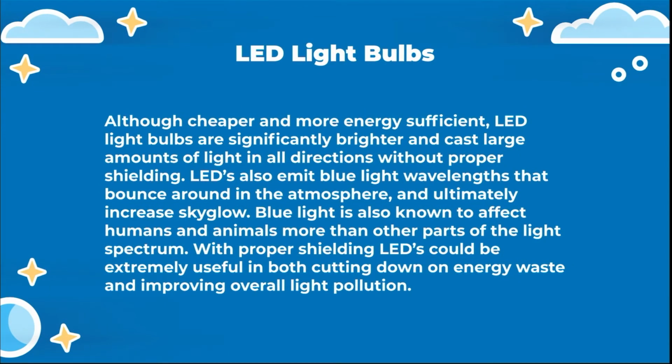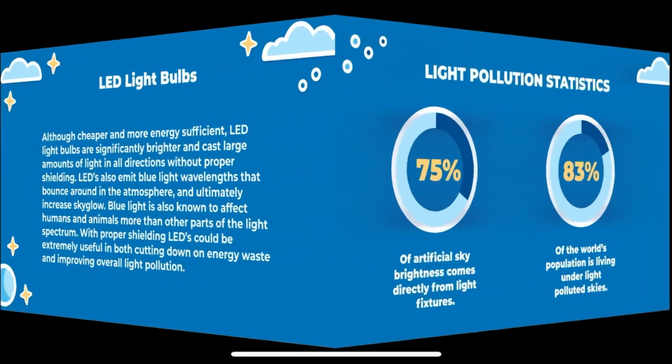LED light bulbs. Although cheaper and more energy efficient, LED light bulbs are sufficiently brighter and cast large amounts of light in all directions without proper shielding. LEDs also emit blue light wavelengths that bounce around in the atmosphere and ultimately increase sky glow. Blue light is also known to affect humans and animals more than other parts of the light spectrum. With proper shielding, LEDs could be extremely useful in both cutting down on energy waste and improving overall light pollution.